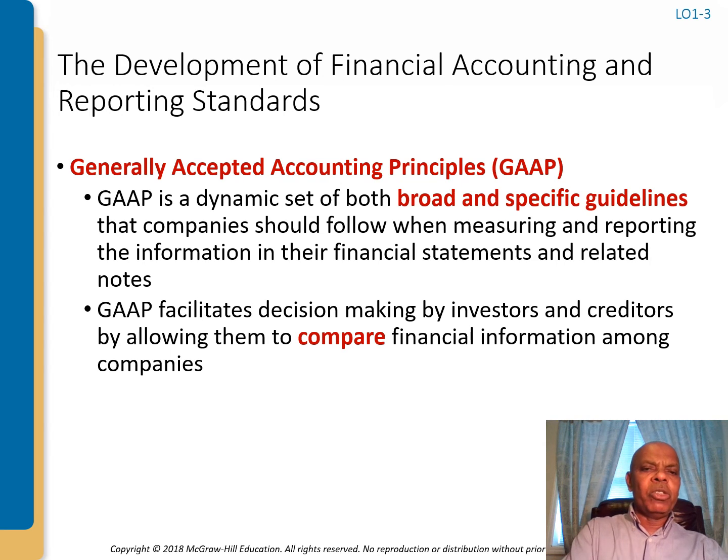GAAP facilitates decision making by investors and creditors by allowing them to compare financial information among companies. That's one of the reasons. You use the same set of standards so that we know what they are, and they can compare to other companies. So that's the reason.